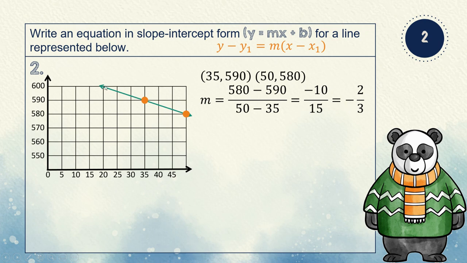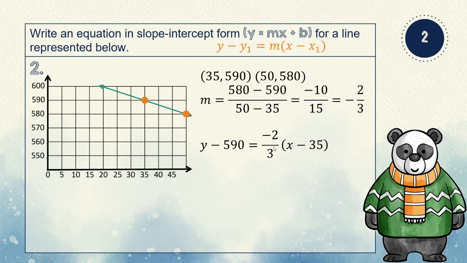It makes sense that we're getting a negative slope because when we look at this line from left to right, it's going down. Next, I'm going to choose one of these points, and it doesn't matter which one. I'm going to go with the first point and substitute into point-slope form, which I have put at the top of our paper to remind us what point-slope form looks like. Next, I'm going to distribute that negative 2/3.